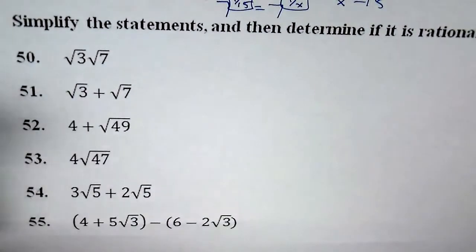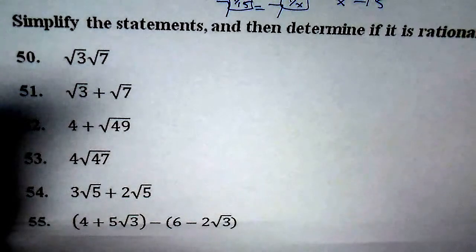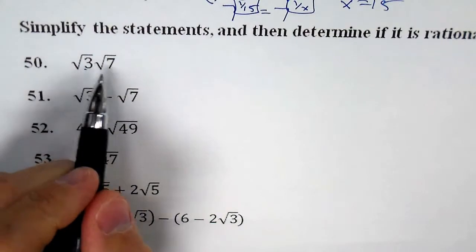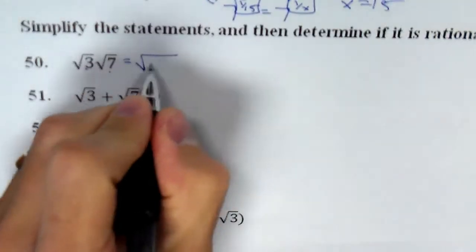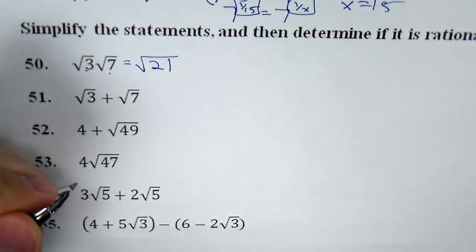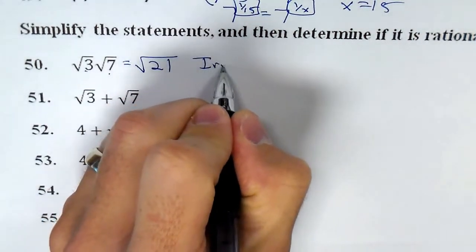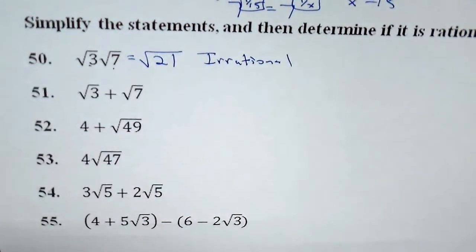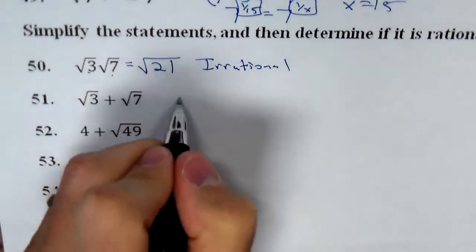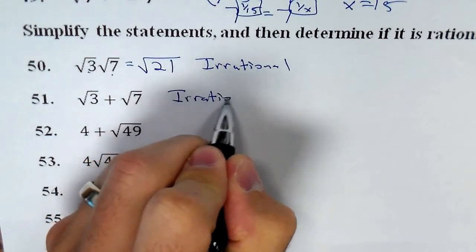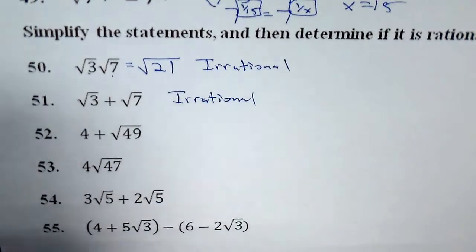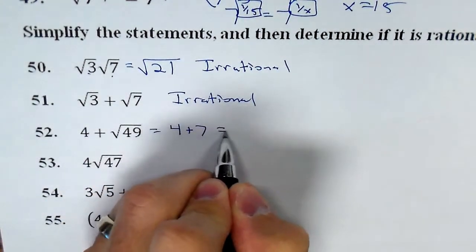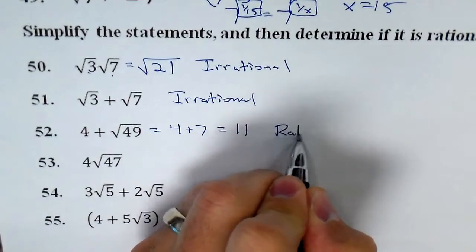Our last set here, we're going to simplify the statements and determine if it's rational or irrational. So, if I do square root of 3 times square root of 7, I get the square root of 21. That is not a perfect square. It does not simplify down, so it is an irrational number. If I add the two, I can't combine them and make them the square root of 10, so that doesn't work either. It is also irrational. But on 52, it's a little bit different because the square root of 49 is 7, so now it's 4 plus 7, and I get 11, and that is a rational number.